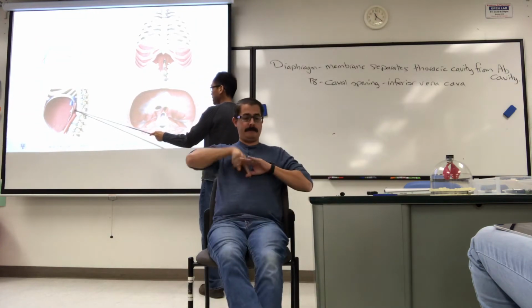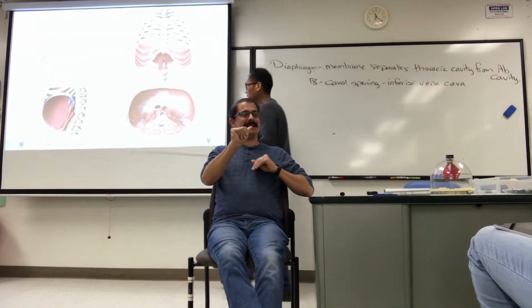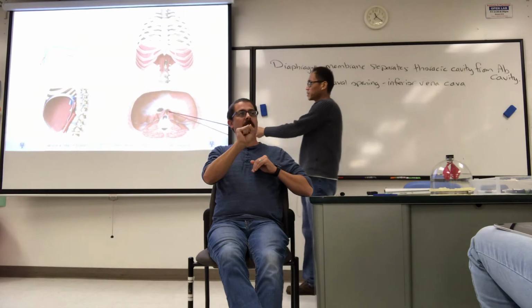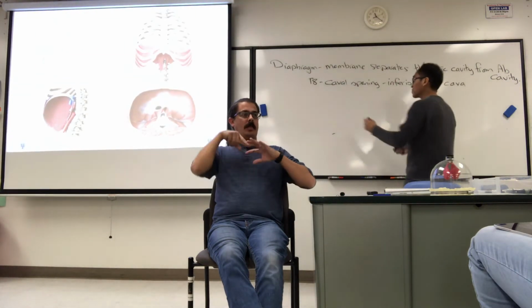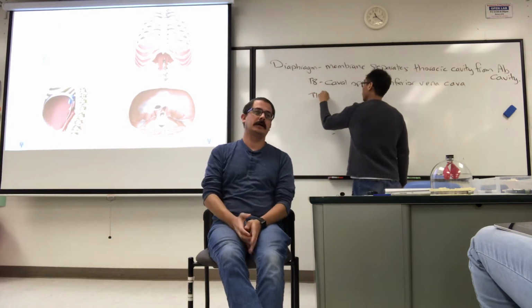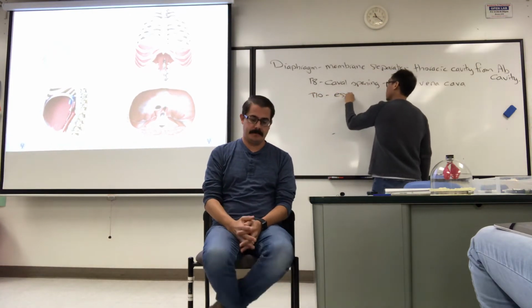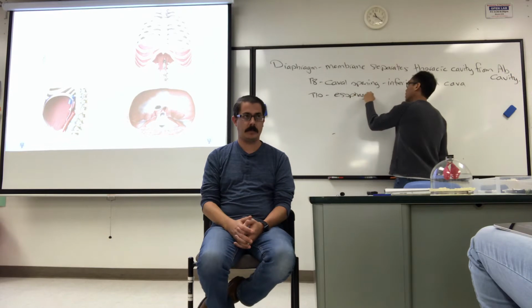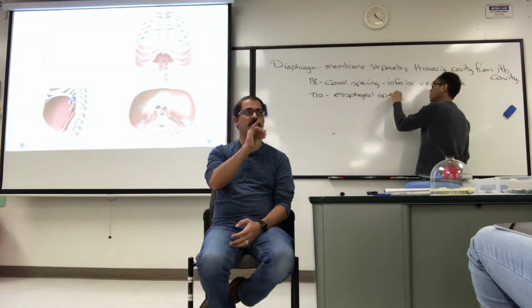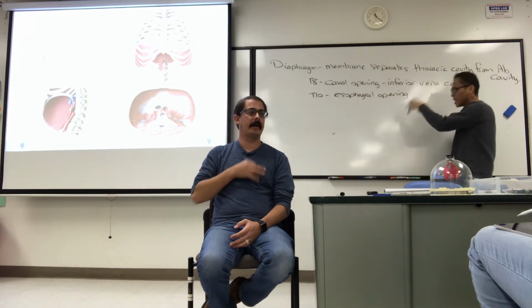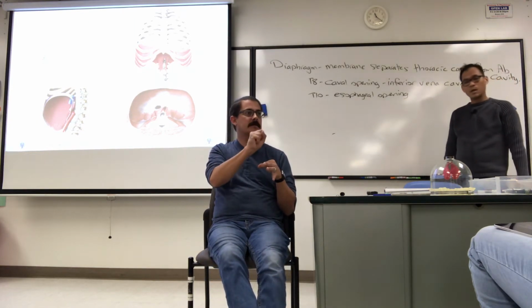At the level of T10, you have the esophageal opening. It's right there. The esophagus goes through there to get down to the stomach. T10 vertebra, esophageal opening. I won't even say what goes through it because the name of the opening tells you, right? The esophagus, the food way.